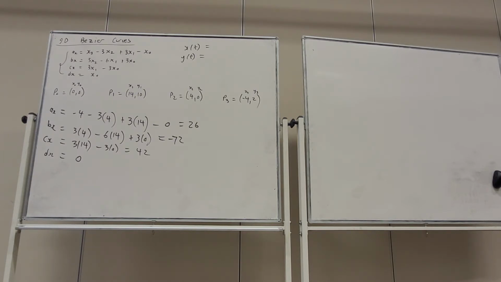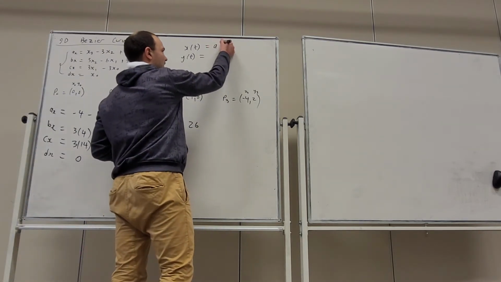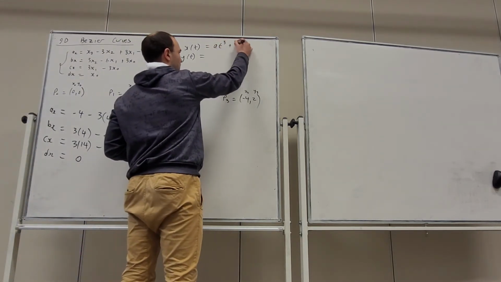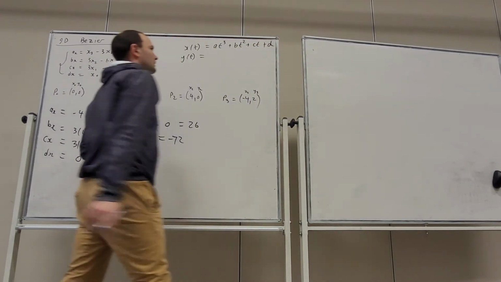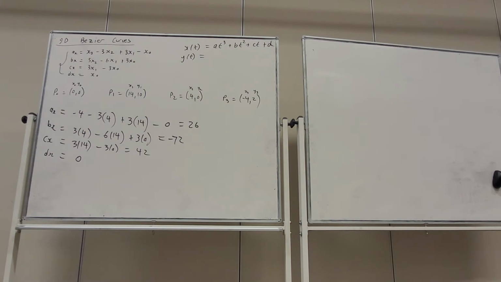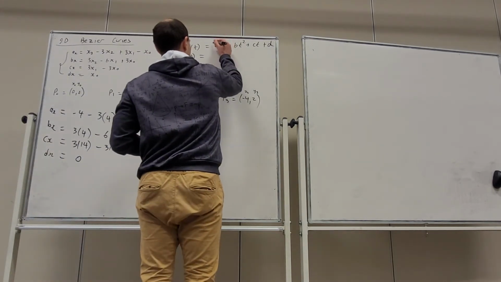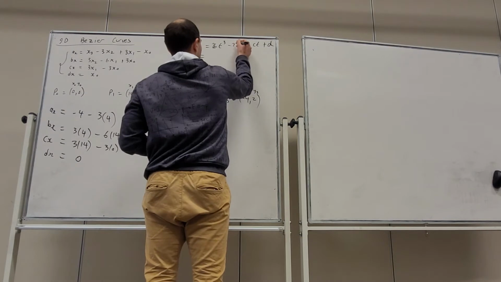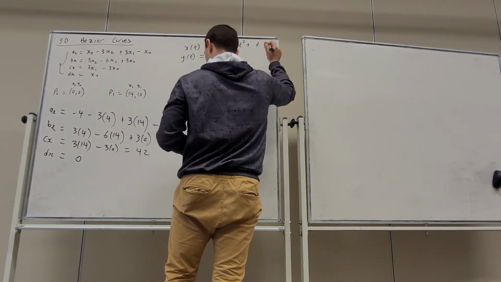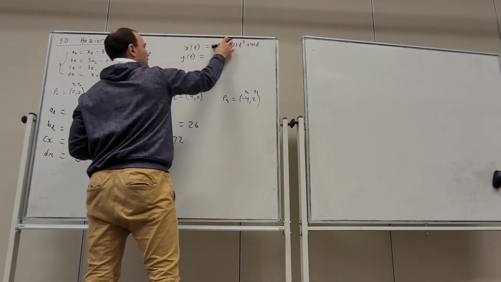Okay, so this means the x equation has this form: a t to the 3 plus b t squared plus c t plus d. That's going to be the parametric equation of it, and over here we've found the values of a, b, c, and d, so we're just going to shove them in. So we've got 26, take away 72, plus 42, and then we've got 0, so we don't put it here, that's 26.